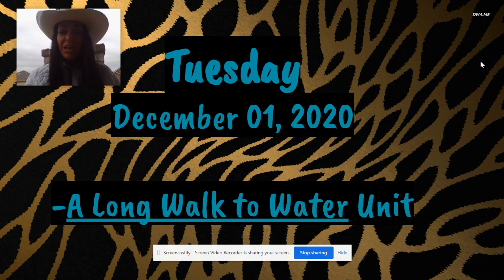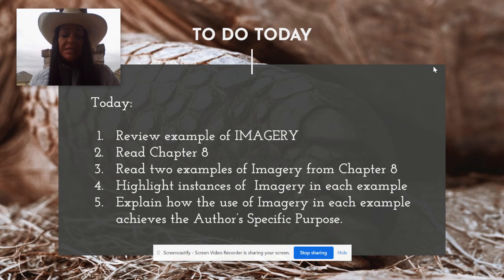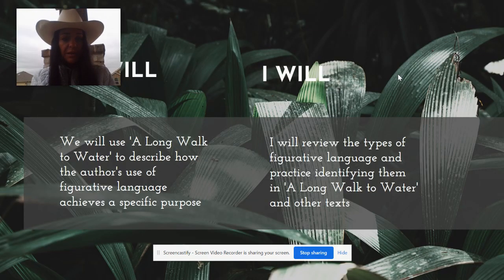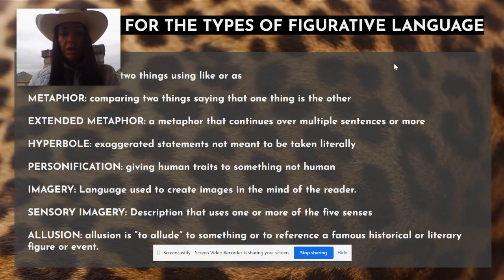Today is Tuesday, December 1st. We are going to focus on imagery in A Long Walk to Water. Today, you are going to review imagery, read chapter 8 of A Long Walk to Water, and then read the 2 examples that I have provided for you. Highlight instances of imagery in each example, and then explain how the use of imagery in each example achieves the author's specific purpose. Today, we will use A Long Walk to Water to describe how the author's use of figurative language achieves a specific purpose, imagery. I will review the types of figurative language and practice identifying them in A Long Walk to Water and other texts.